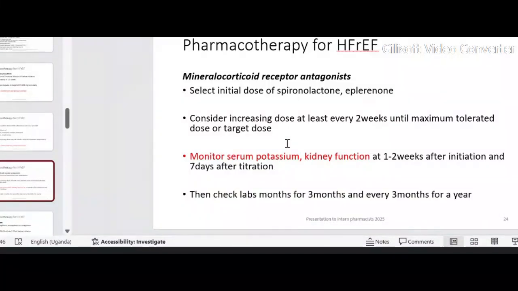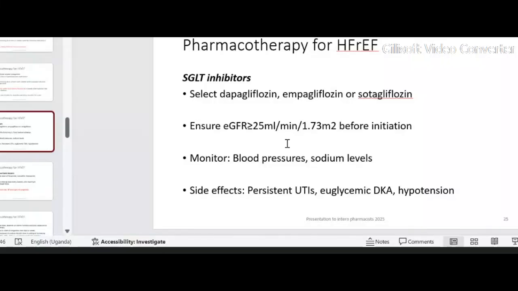Mineralocorticoid receptor antagonists are also very, very helpful for our patients with HFrEF. But the problem with them is increasing serum potassium. We have to always make sure we have serum potassium less than 5, because these drugs will increase serum potassium. Renal function is also very important because patients who have kidney disease are prone to getting hyperkalemia if they are on this drug. So you have to keep checking the dose.